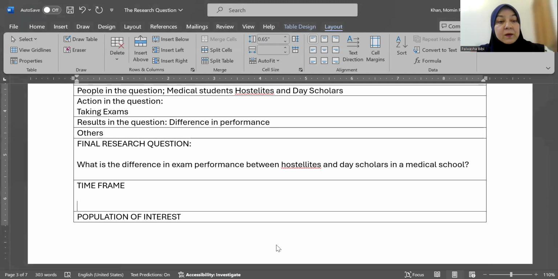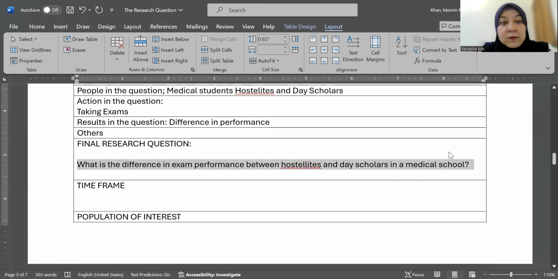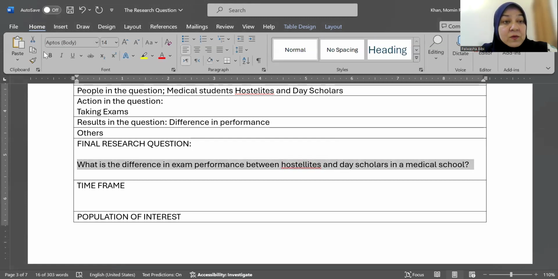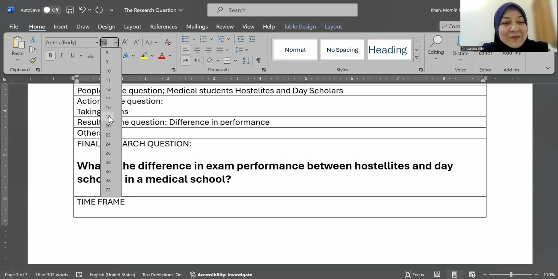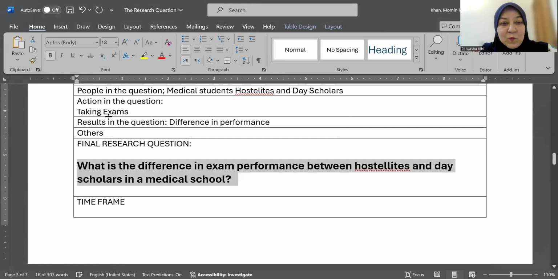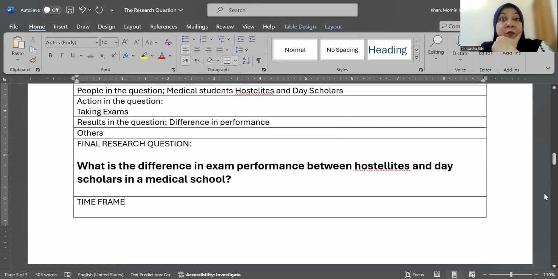Okay. So the time frame, somebody wrote 1 year. Now, the thing is, why do you need it to be 1 year? Look at your research question again. That's why I love research questions. What does the research question say? You can do this research in a week. Think about it.